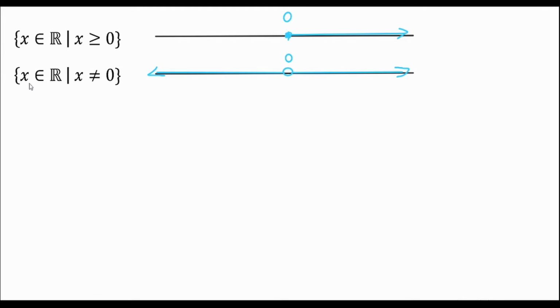The next one, we have x is an element of the real numbers such that x is not equal to 0. In this case, the dot is open when x is equal to 0 because that's not included. Everything else, however, is included.